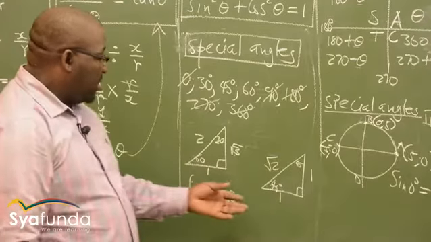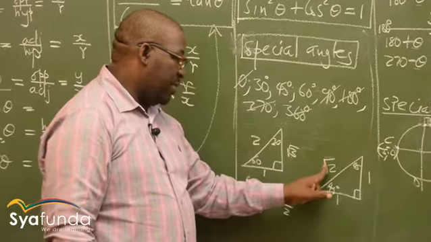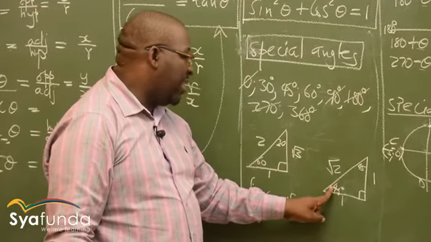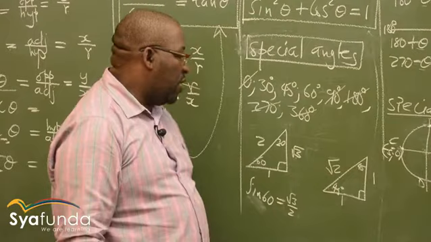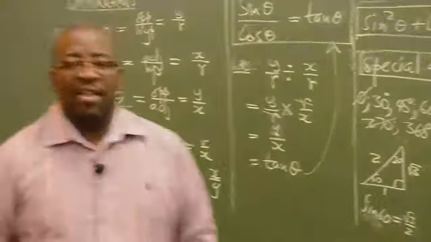So how do I use this one? If I'm looking for sine 45, so opposite over hypotenuse, sine 45 will definitely be 1 over square root of 2. That is what we call special angles.